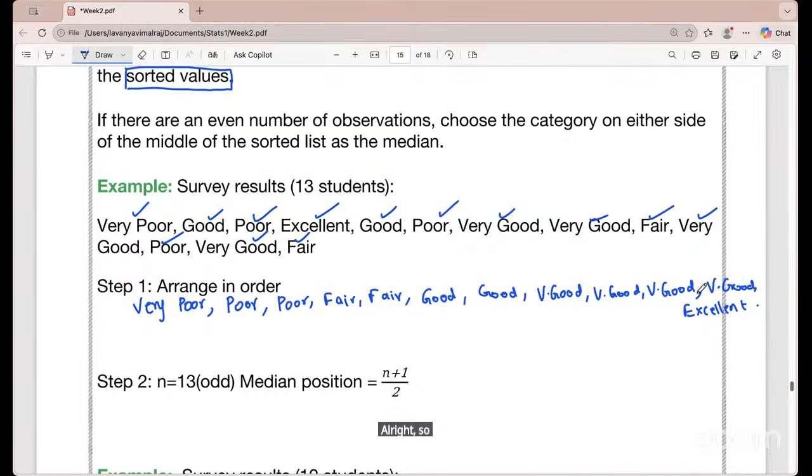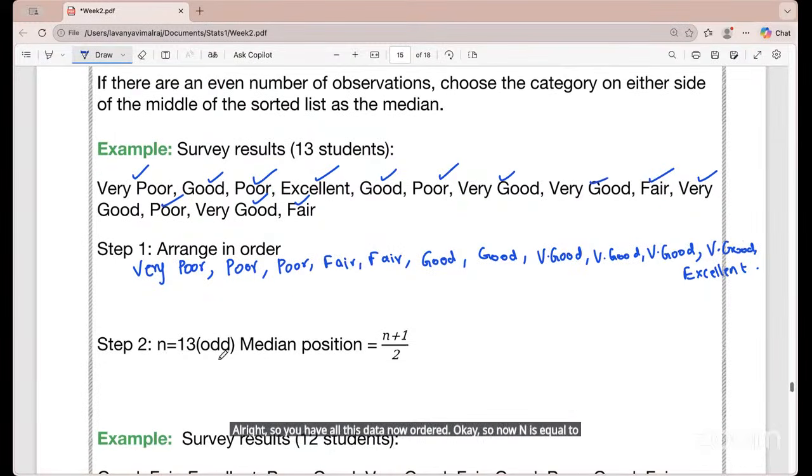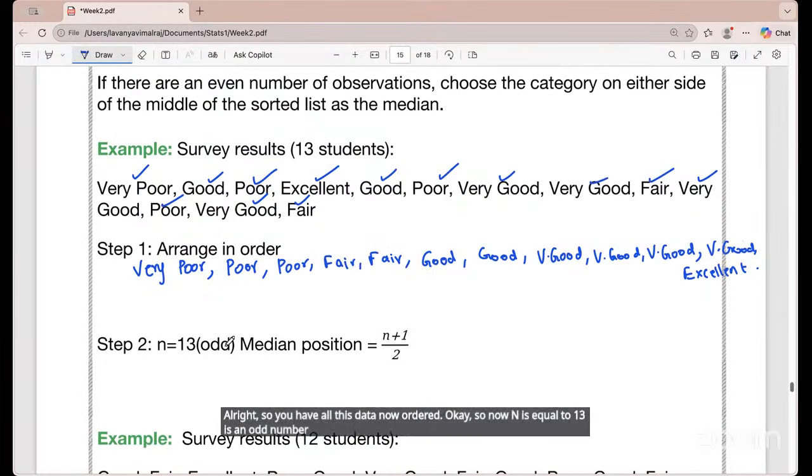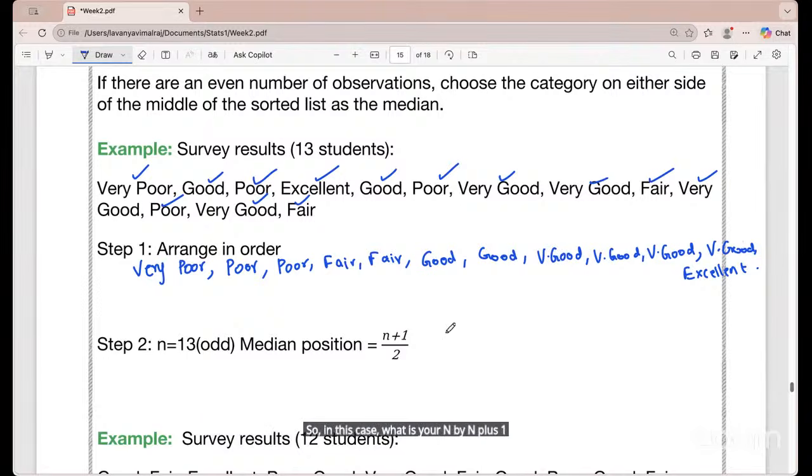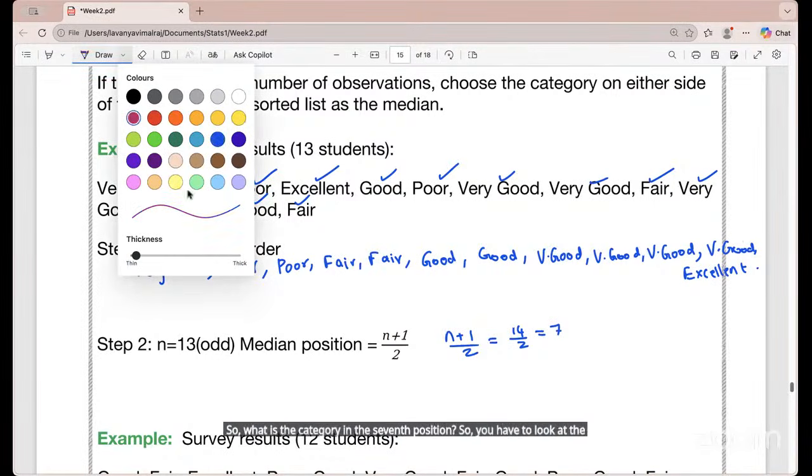So you have all this data now ordered. Okay. So now n is equal to 13, an odd number. Whenever you are having an odd number, the median position is given by the value (n plus 1) by 2. So in this case, what is your (n plus 1) by 2? 7. So what is the category in the 7th position? You have to look at the position, right?